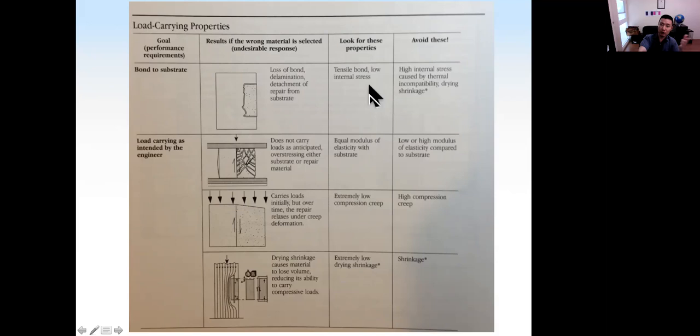So the property we need to look for is the tensile stress in the bonding between the old and new materials, and also we should reduce the internal stress. We should avoid high internal stress caused by thermal incompatibility. That means the coefficients of thermal expansion of the materials are different. So when we have a temperature change, we may have stress developed in the bonding area. And also, if the repair material has too much dry shrinkage, it may also result in these problems. We have some other goals and situations to consider.